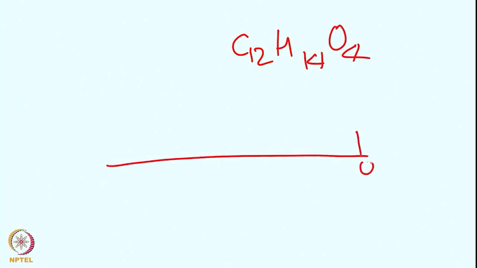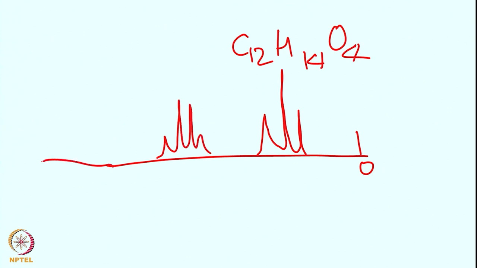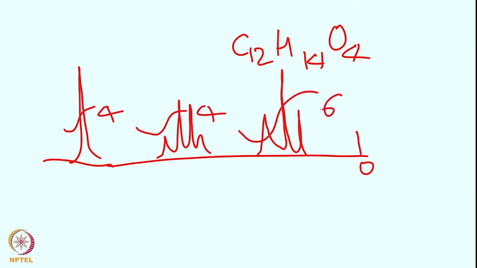So, let us have a molecule which is C12H14O4, and the spectrum for this comes out something like this. Here we have a reference compound at 0 ppm, then we have something like this, and a quartet like this, and then we have a singlet like this. This corresponds to 4 peaks, this also corresponds to 4 peaks, and this corresponds to 6 peaks.